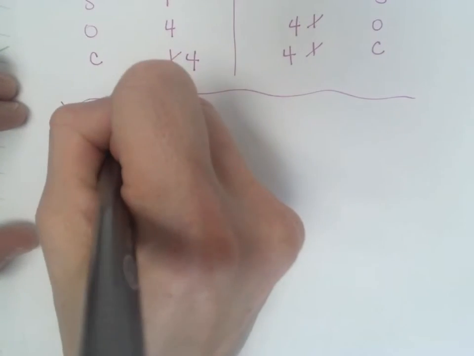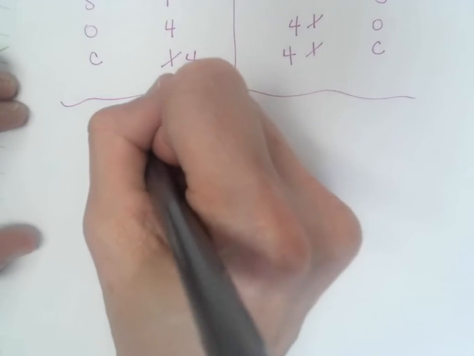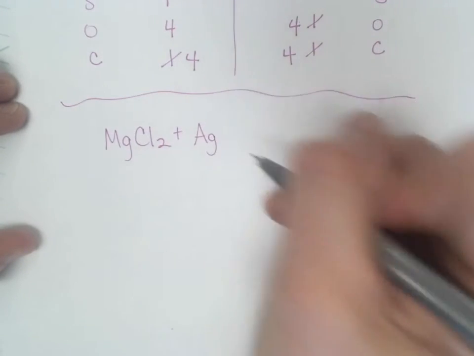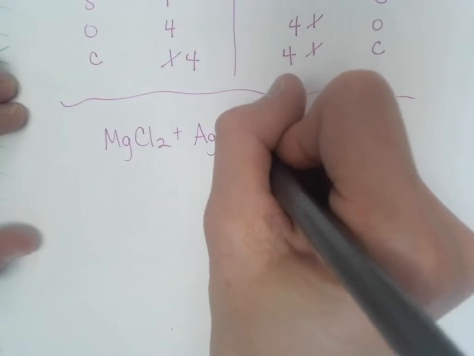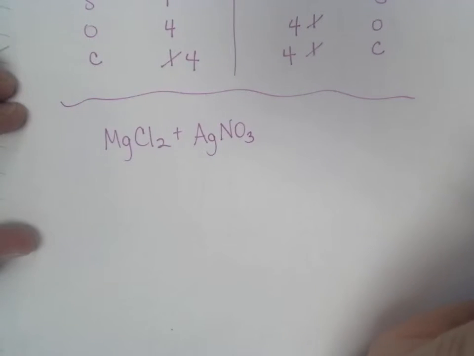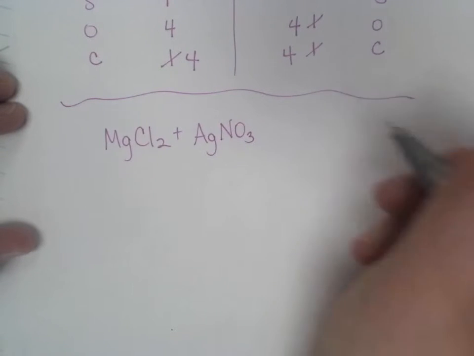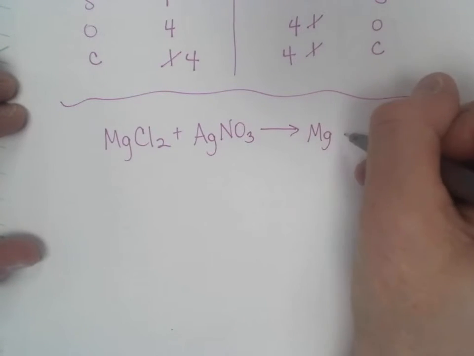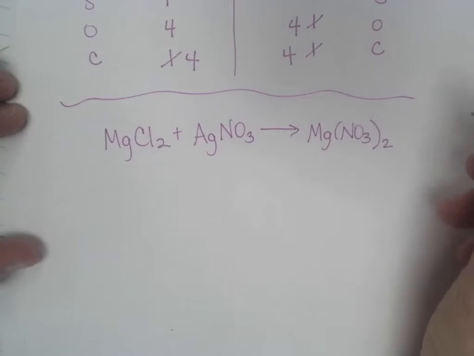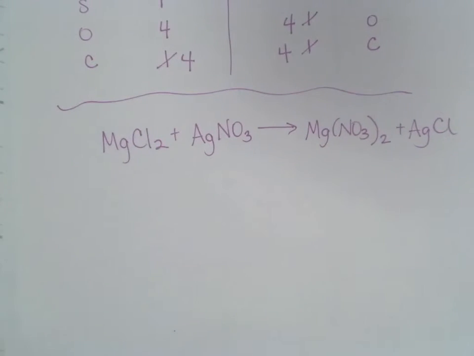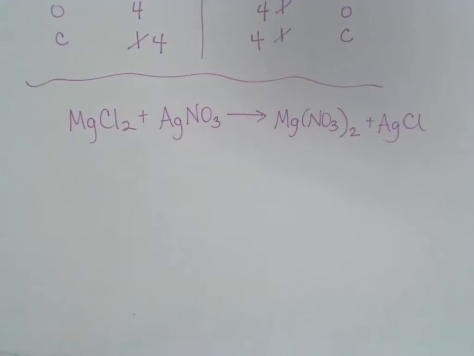All right, we're going to do magnesium chloride plus silver nitrate. This one's a little tricky. Okay, so here is my equation.